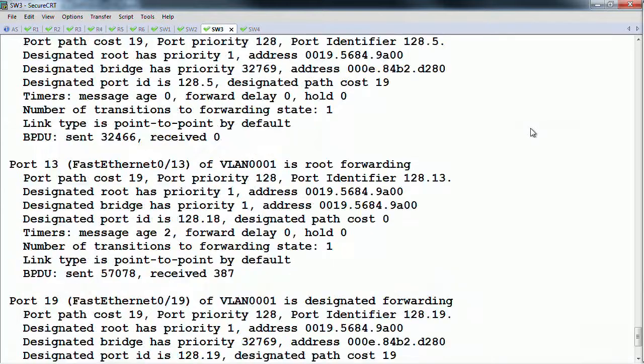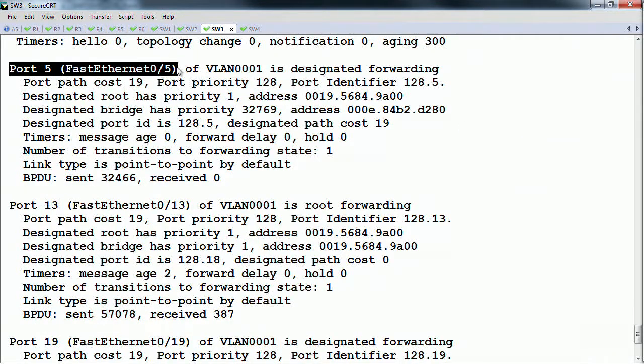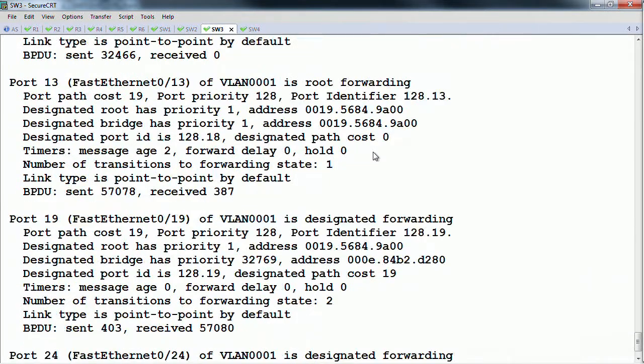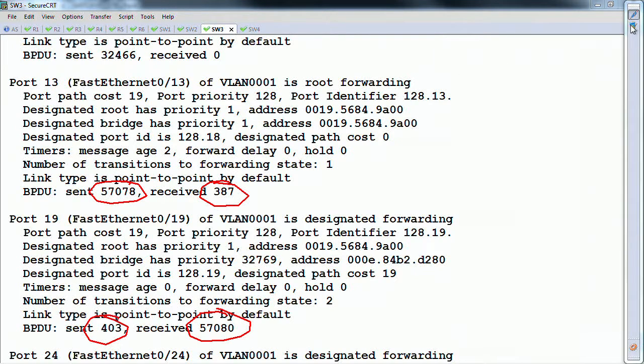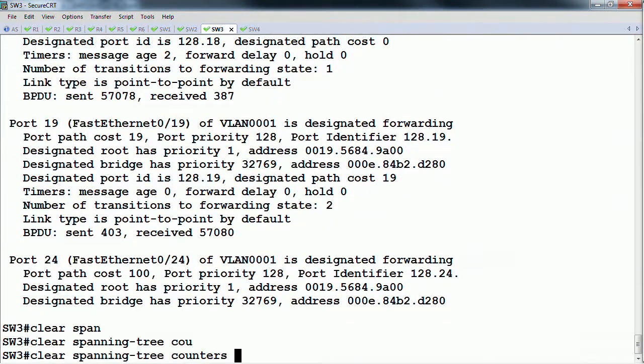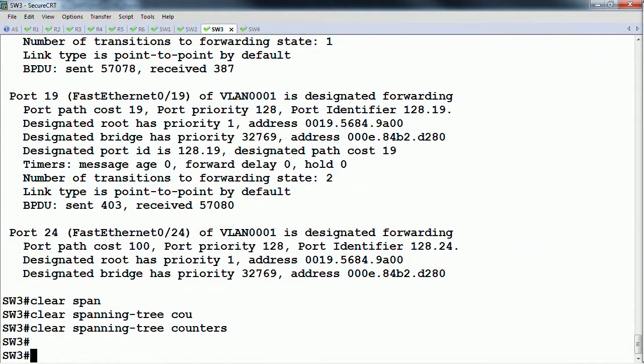I then see that I have port number 5 that's part of this topology. I'm sending BPDUs, but I'm not receiving them, which means that there are no other switches on that link, it's going down to an end host. Now I have two choices for the actual active topology. I can tell this because I'm sending and receiving BPDUs on these ports. If I were to say clear spanning-tree counters, that's going to reset that.